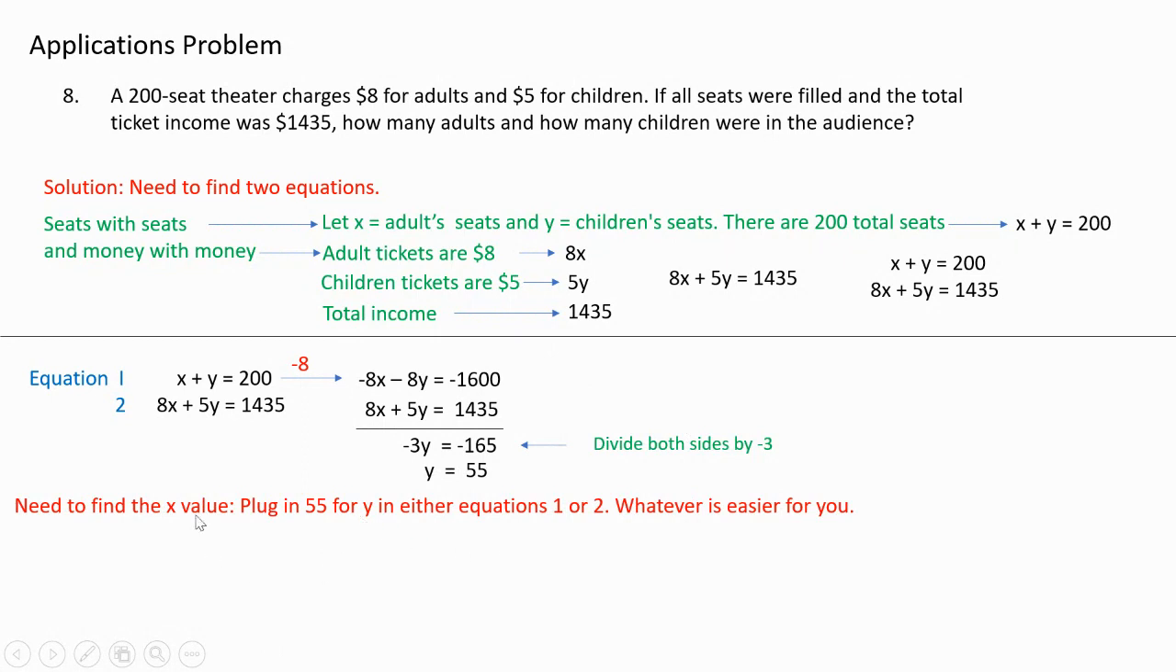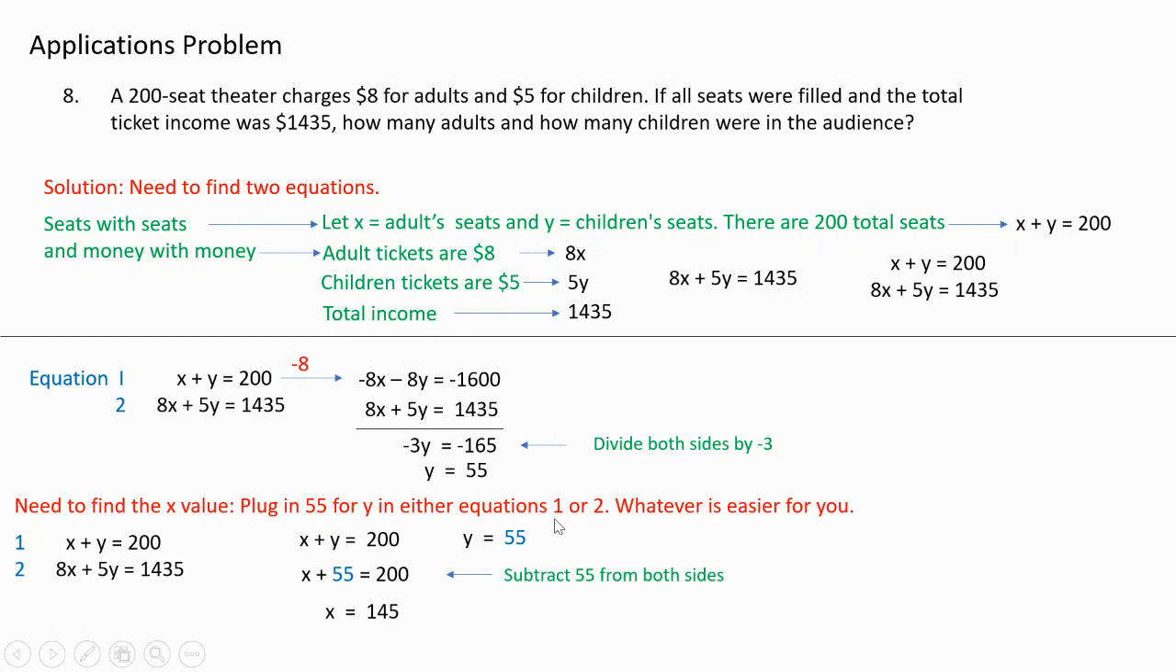Now I need to go back and plug in 55 for the y in either equation 1 or 2, right? So it's easier to use number 1 because the x is already isolated. So I'm going to plug in 55 for y, subtract 55 from both sides. So x equals 145. You see, 55 plus 145 are the 200 seats. So x was adults, so there are going to be 145 adults and 55 children in the audience. That's how you use systems of equations in real life.